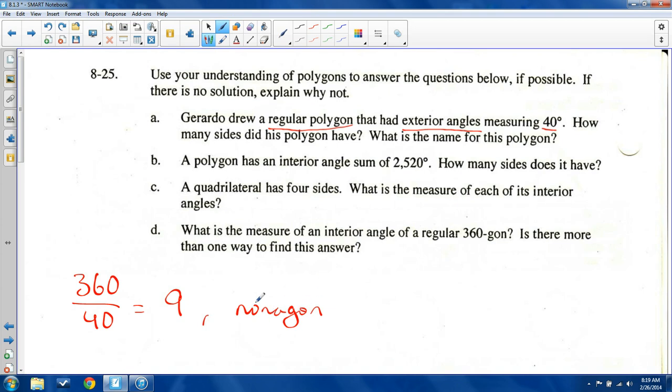And super quickly, I wanted to just say, to get the interior angles, it's 180 minus 40, which is 140. And we have that all over here.